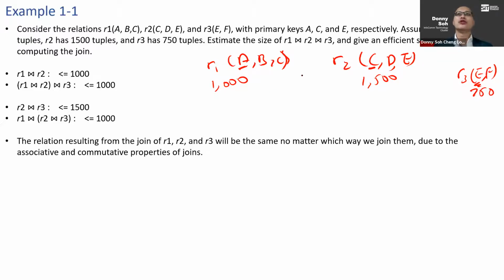So R1 join with R2. It will be joined based on this key. This key is a primary key for R2. Because it's a primary key for R2, every single row in here will be joined with one row here. So the number of tuples that will come out will be at most 1000. If it's not a foreign key, the maximum is only 1000.